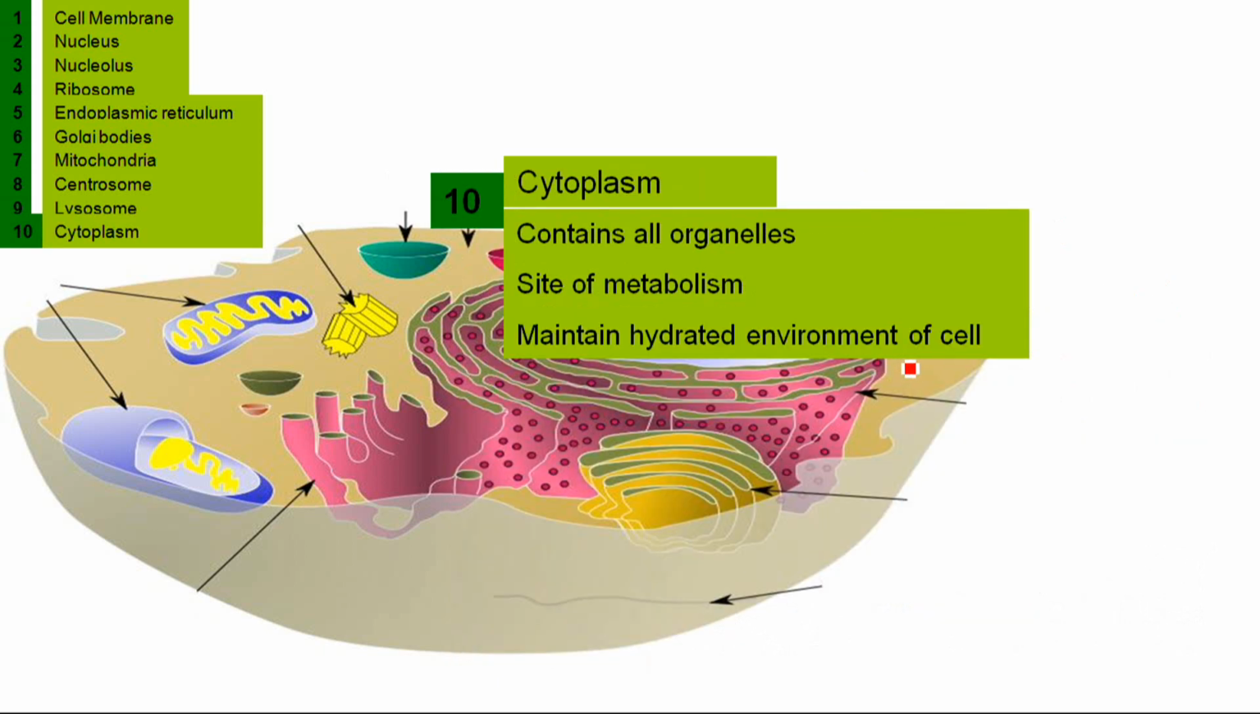Next is the cytoplasm. Cytoplasm is a jelly-like substance that contains all the organelles inside of the cell. And this is the site of metabolism, because during the metabolism lots of metabolites are produced inside of the cell, and this cytoplasm contains all the metabolites. And this cytoplasm also helps for the hydrated environment of the cell, because the cell has a high volume of water, and that water is deposited in this cytoplasm.